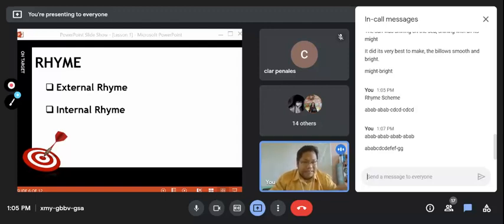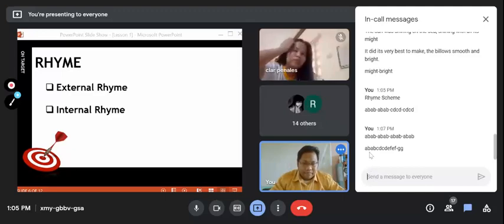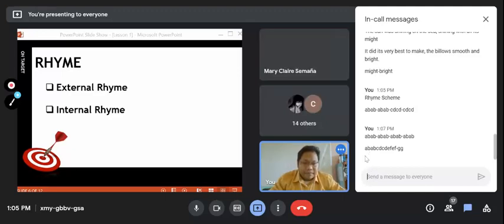I'd like to ask Claire. Let's try to count. A is one, B is another, C, D, E, F, and the letter G. A total of seven sounds, correct? Okay, let's keep that in mind. As for rhyme scheme, every letter corresponds to one sound.